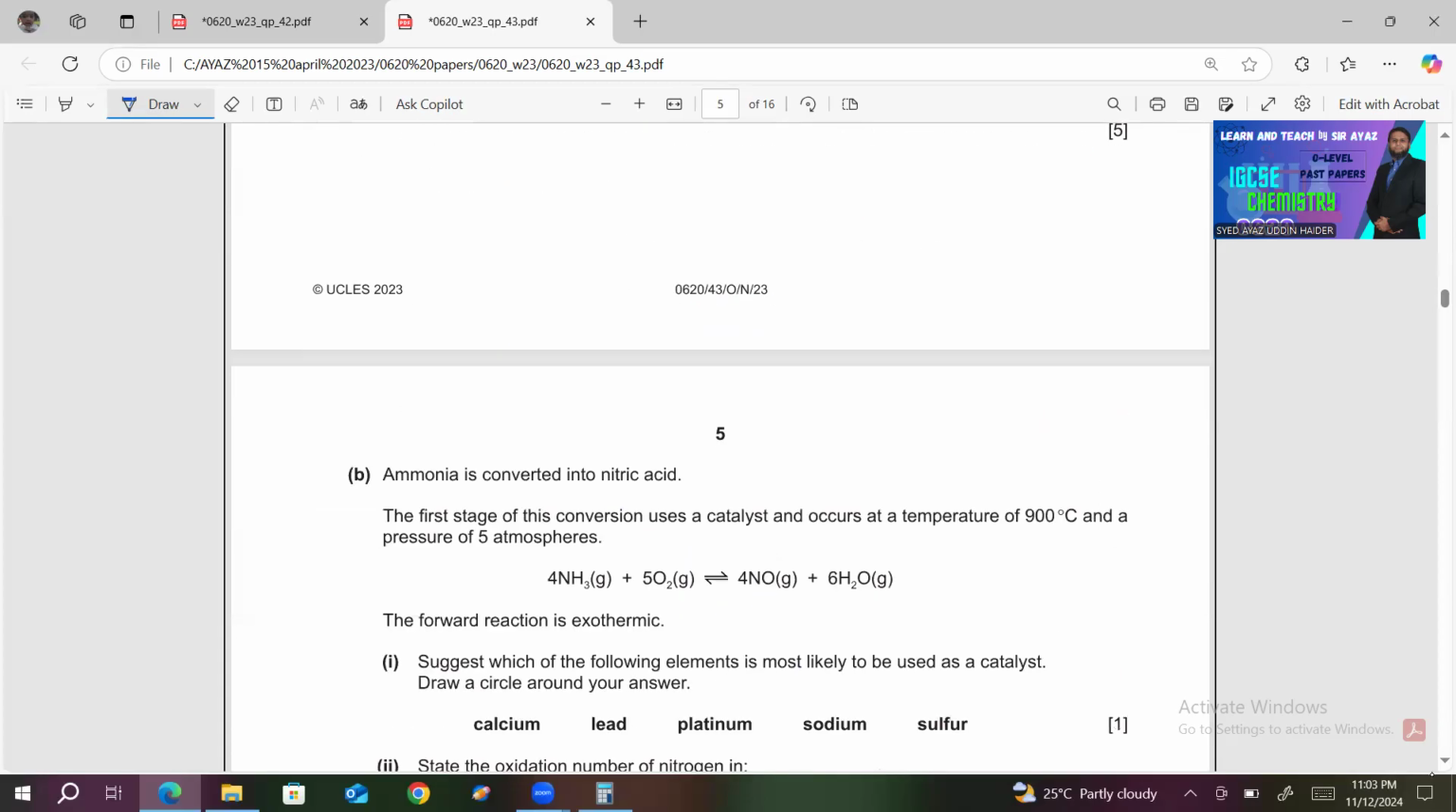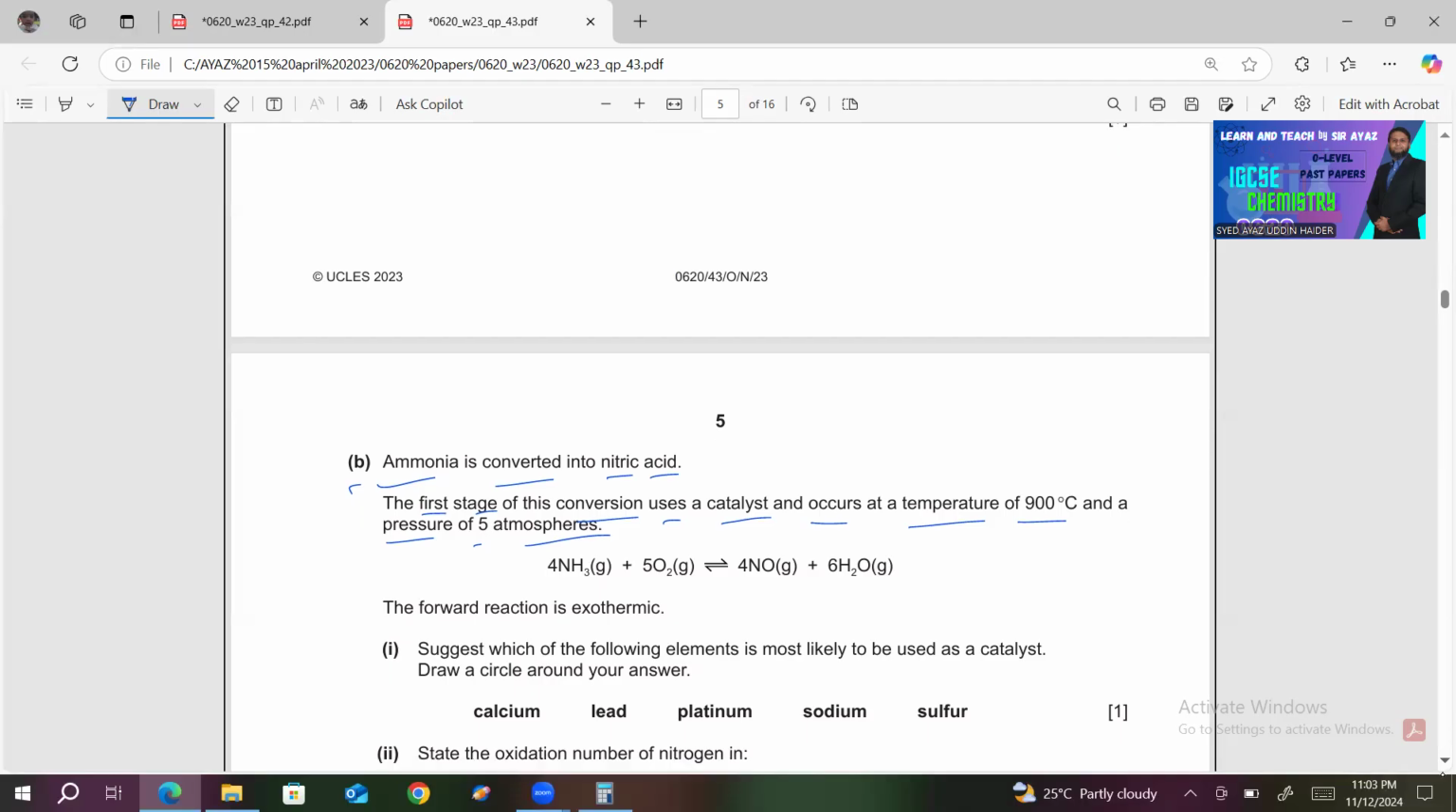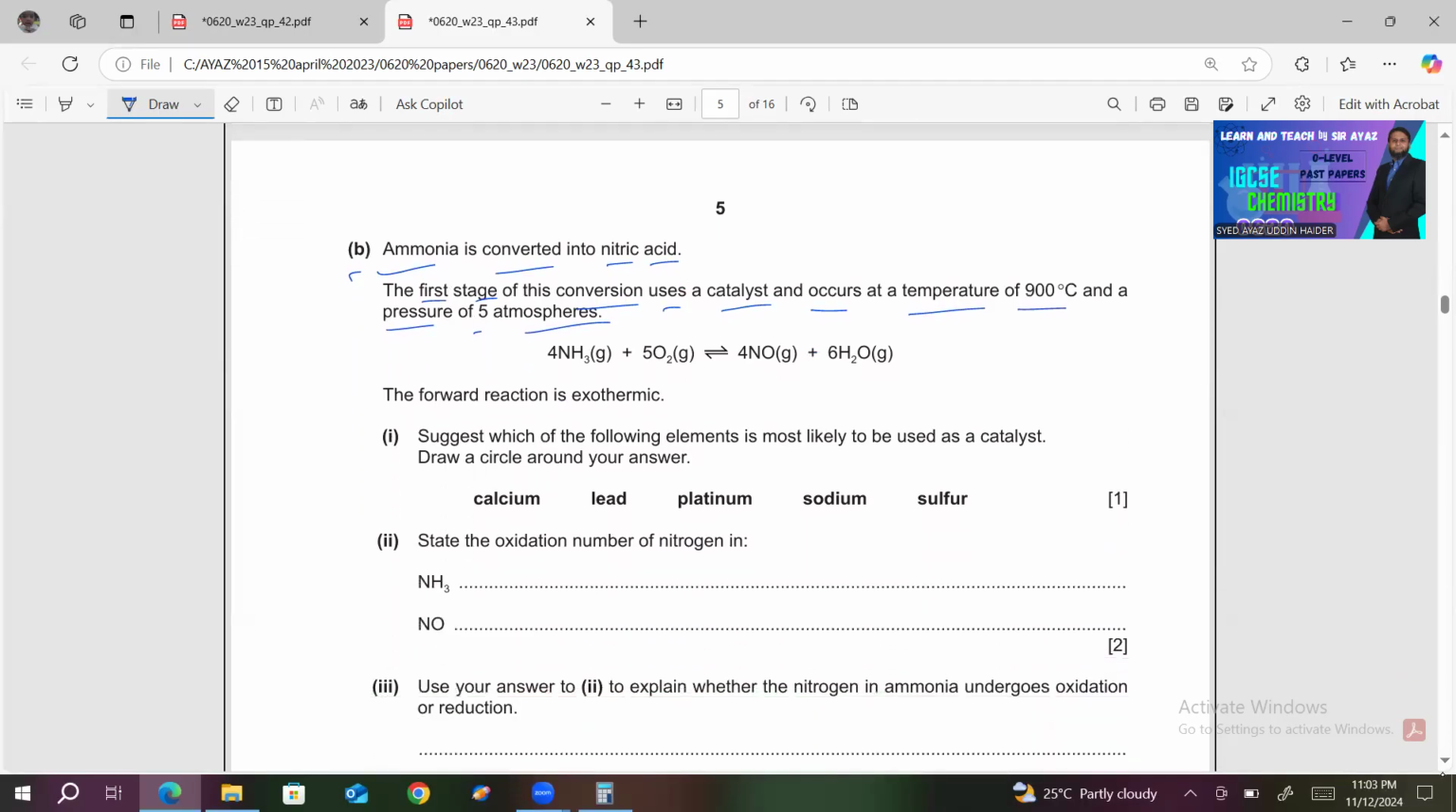Now part B. Ammonia is converted into nitric acid. The first stage of this conversion uses a catalyst and occurs at a temperature of 900 degrees centigrade and a pressure of 5 atmospheres. Here's the reaction: 4NH3 gas plus 5O2 gas, reversible sign, 4NO gas plus 6H2O gas. The forward reaction is exothermic.